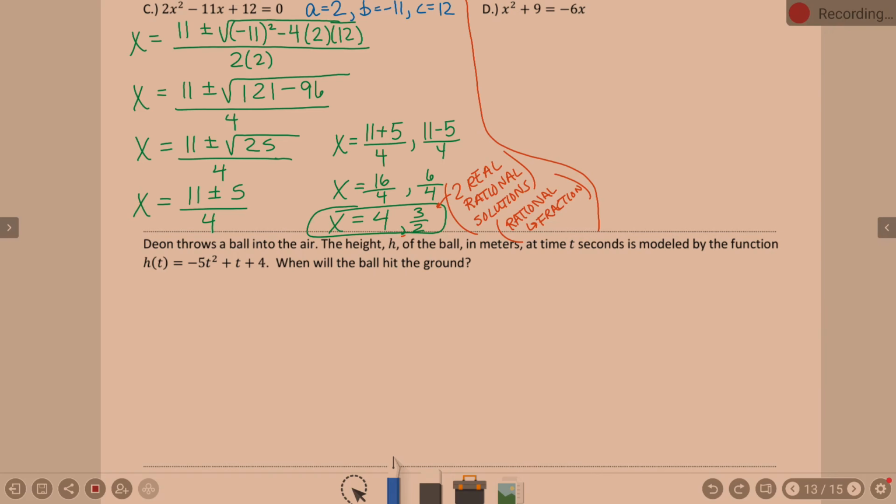What are your thoughts on D? I threw in one small trick here. x squared plus 9 equals negative 6x. My equation does not equal 0, does it? How do I make it equal 0? Plus 6x. And the trick is, where does that plus 6x need to go? In the middle. Well, it doesn't have to, but that's where our ABCs are going to make the most sense, aren't they?